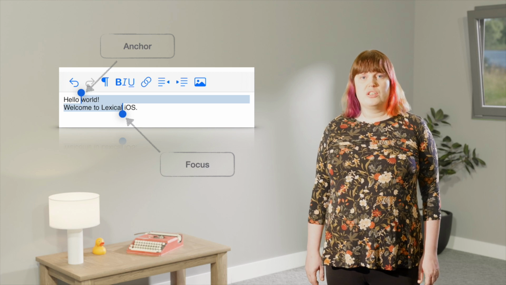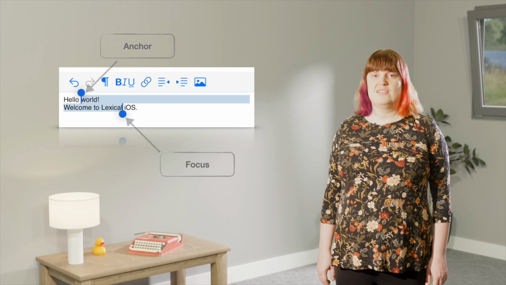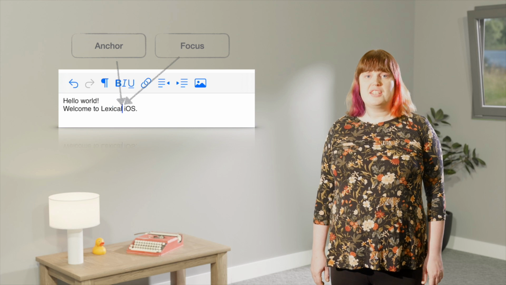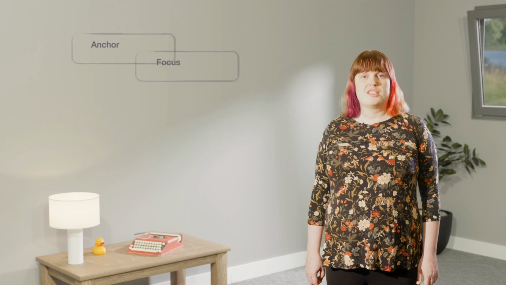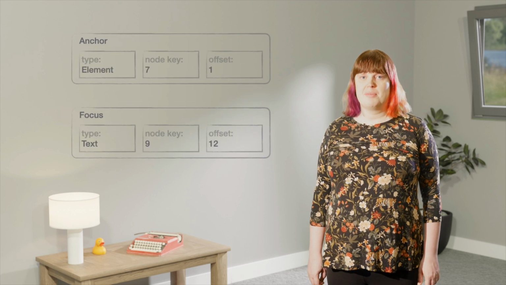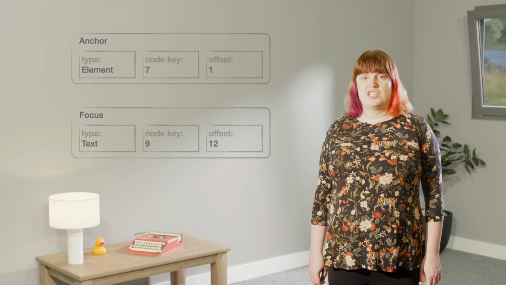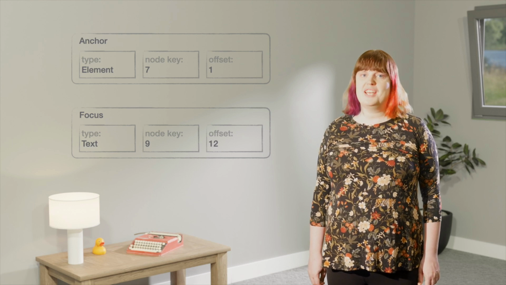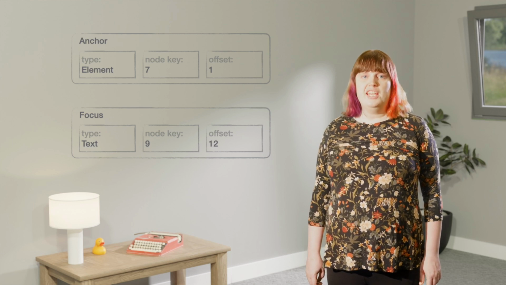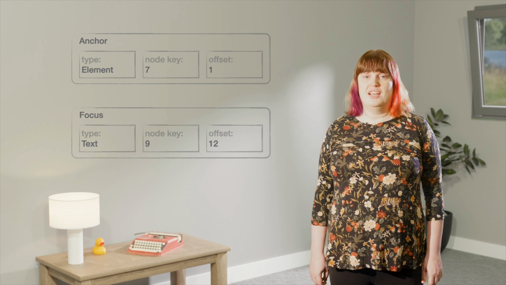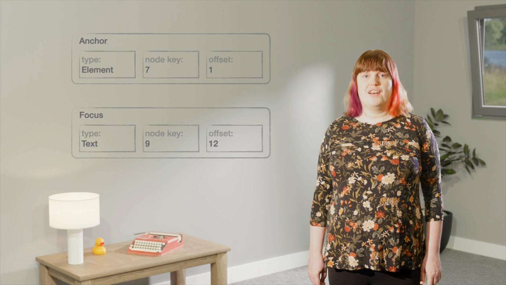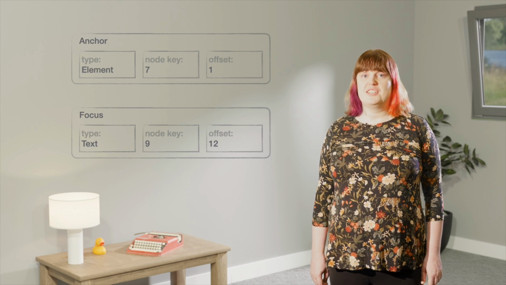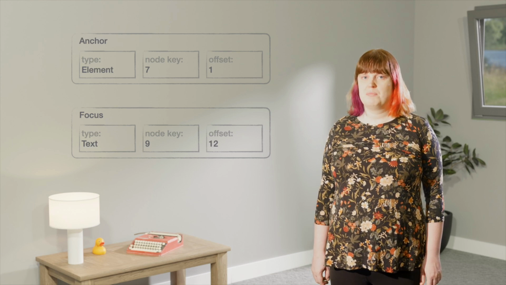A range selection can also represent the position of the caret. In this case, the anchor and the focus will be the same. The anchor and focus are both instances of the point type. There are two kinds of point: element or text. Each point contains a node key and an offset value. The meaning of the offset value is different depending on whether it is an element or a text point.